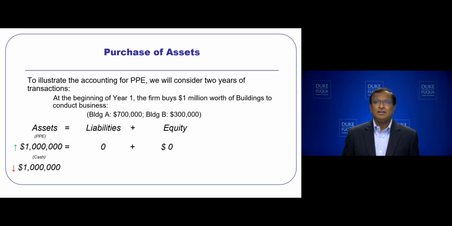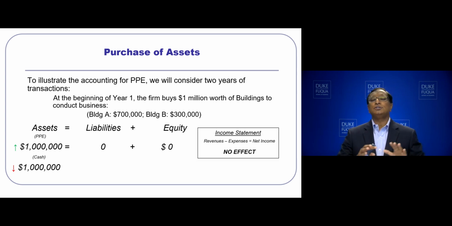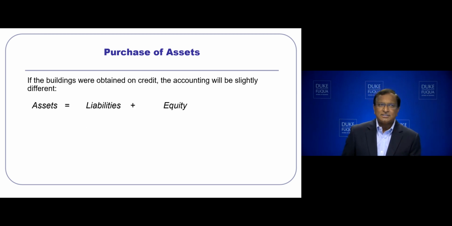Notice that there is no effect on liabilities and equity, and no wealth has been created or destroyed, so there is no income effect as a result of this transaction. In case the firm has been purchasing these buildings on credit, the accounting will be slightly different. The PPE will go up by $1 million. There's no difference in that particular aspect of the transaction.